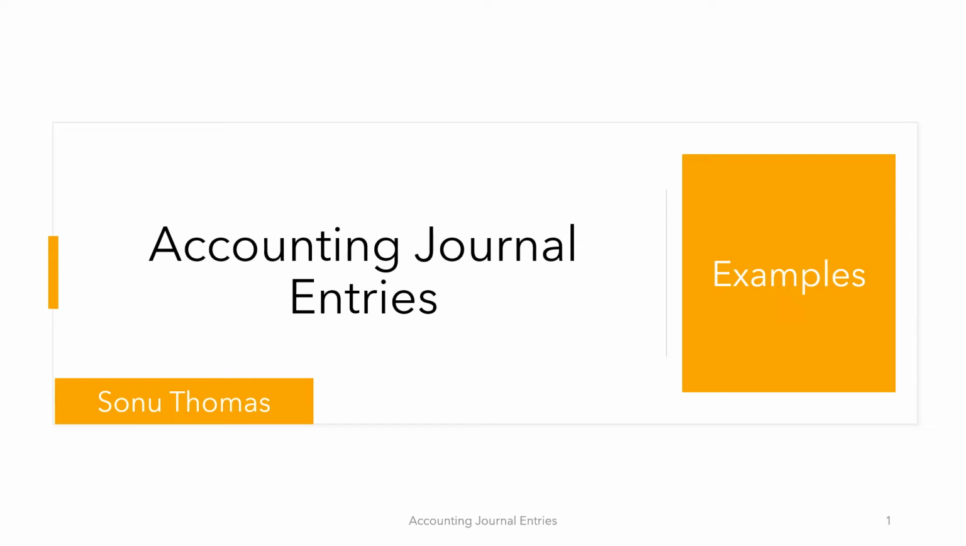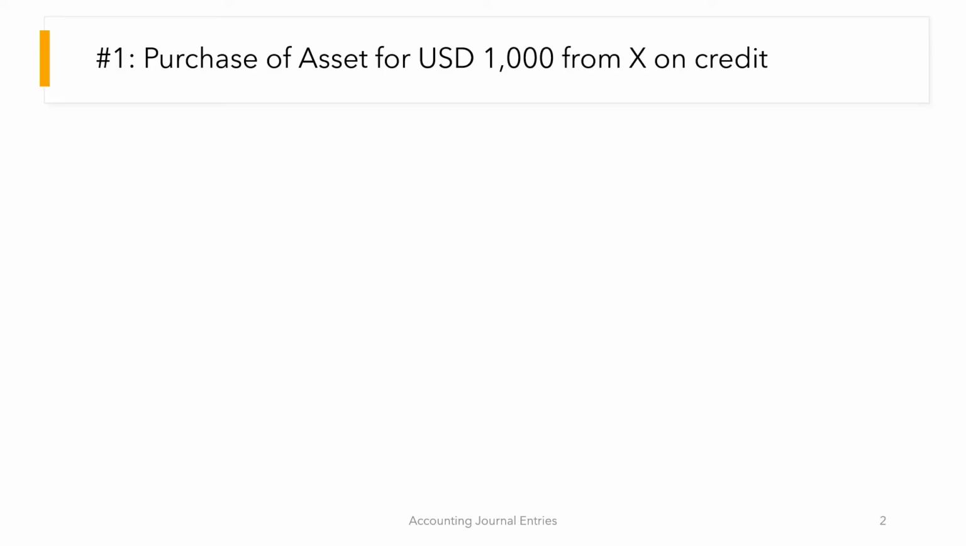So let's look at a couple of examples. Let's try and understand how we identify the correct journal entries for a particular scenario. We'll take a scenario to understand this better. Purchase of assets for $1,000 from a vendor called X, on credit. We'll take a four-step approach to identify the right journal entries.